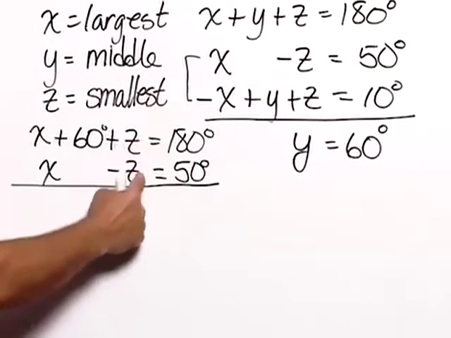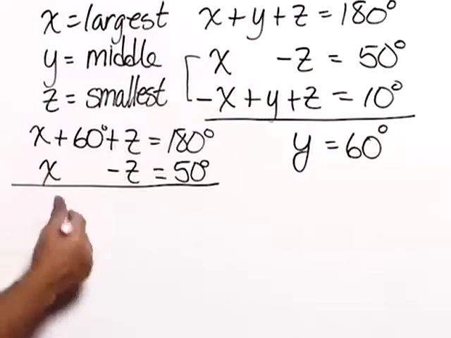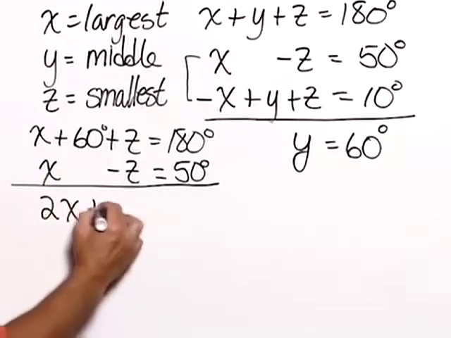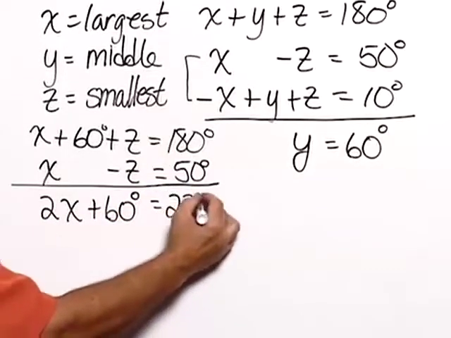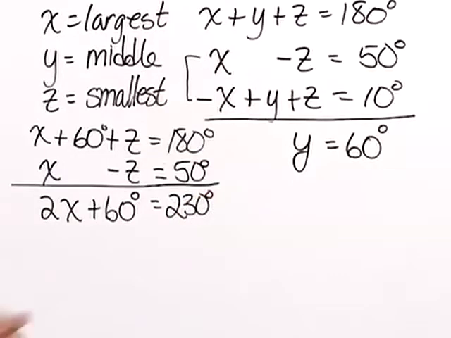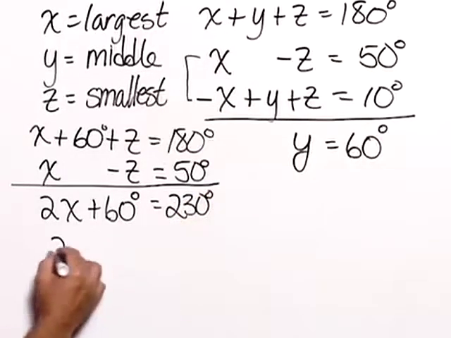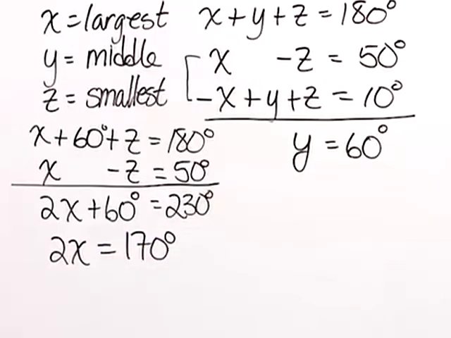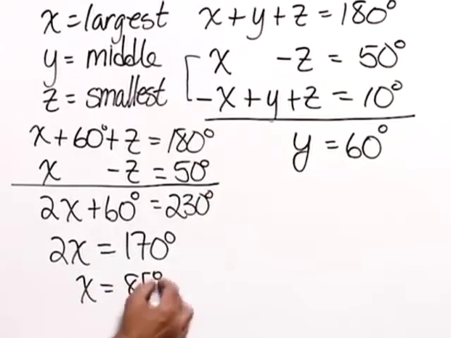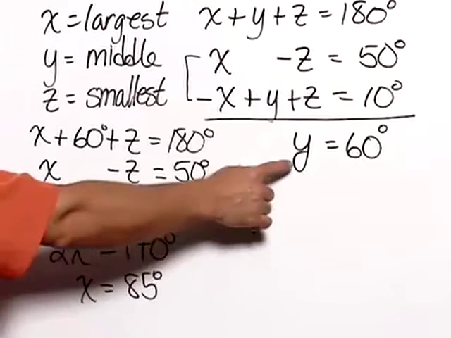The z's are eliminated. That leaves me with 2x plus 60 equals 230 degrees. Subtract 60 from both sides. That would leave us with 2x equals 170 degrees. And then divide both sides by 2. And we have that x would be equal to 85 degrees. Now we have x and y.